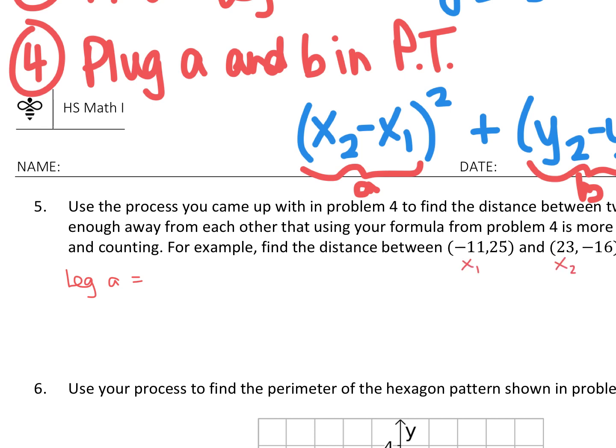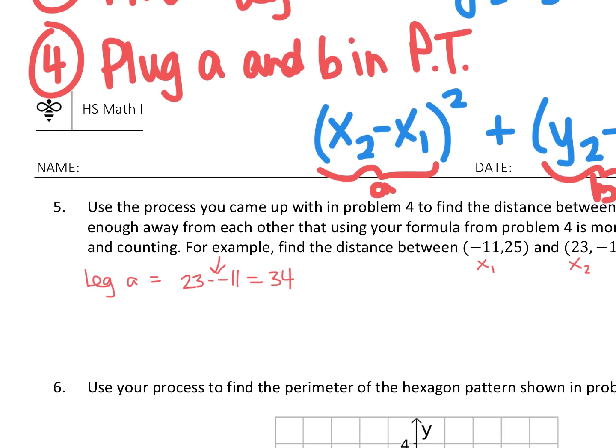So I'm going to say 23 minus negative 11. And be careful when you subtract these that you're paying attention to double negatives, because right here, this double negative will become a plus sign. So this actually adds up to, I think it's 44. No, not 44, 34. Okay, so that's our first leg.